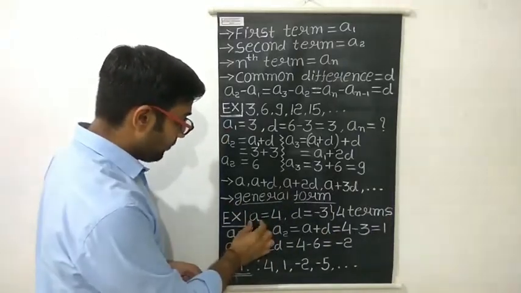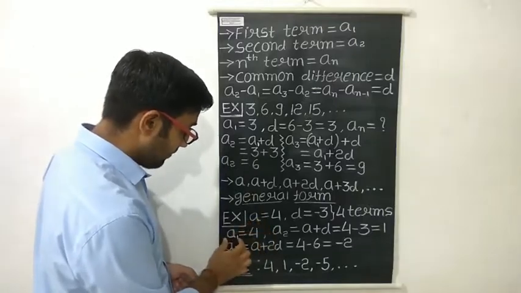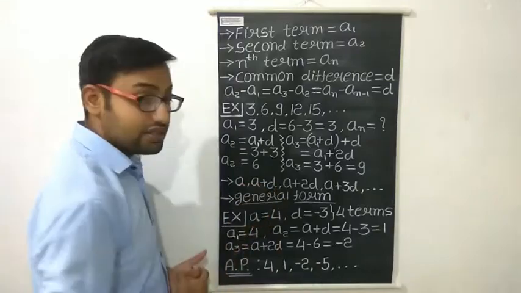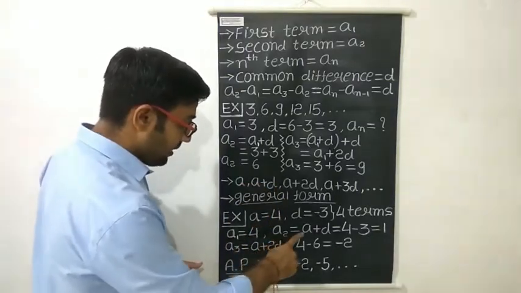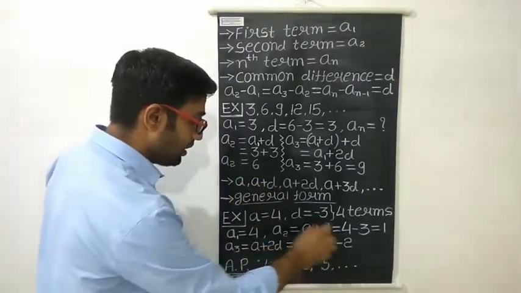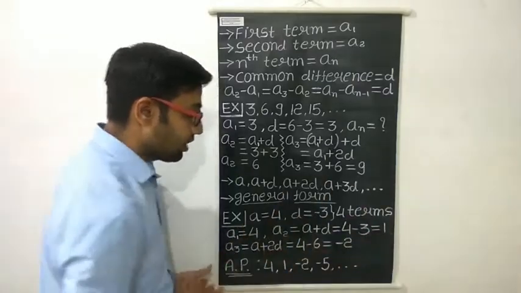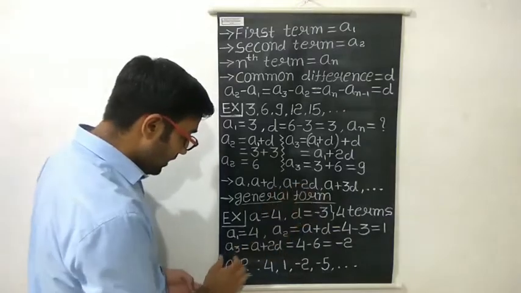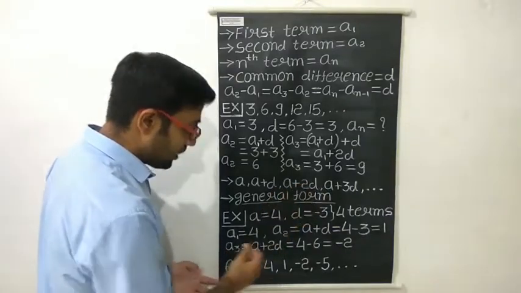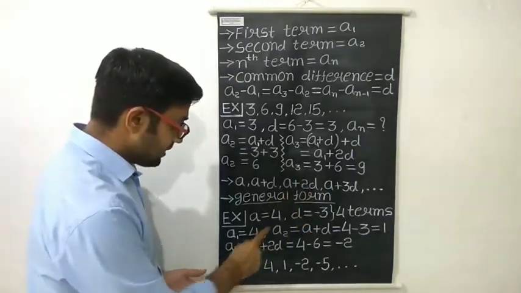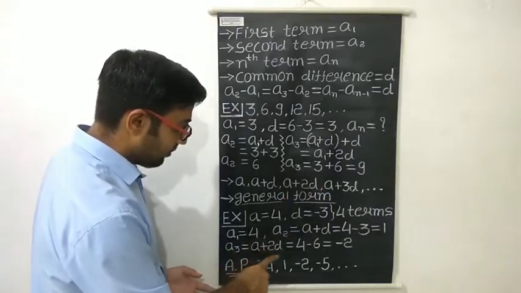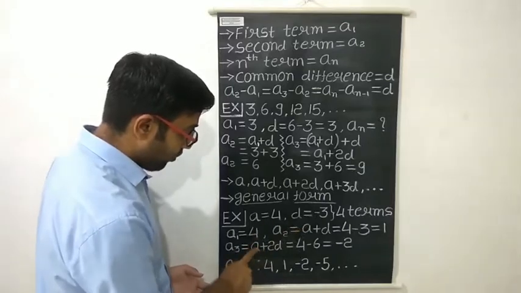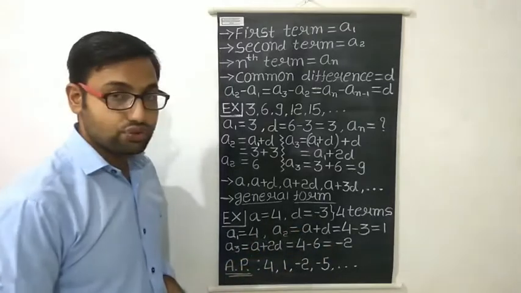We know that the first term is A, so our A1 is equal to 4. The second term is A plus D, so A2 will be A plus D. A is 4, D is minus 3. We get the total equal to 1. For the third term, we know it is A plus 2D, so A3 is equal to A plus 2D. A is 4, and 2D, where D is minus 3, gives 4 minus 6, which is equal to minus 2.